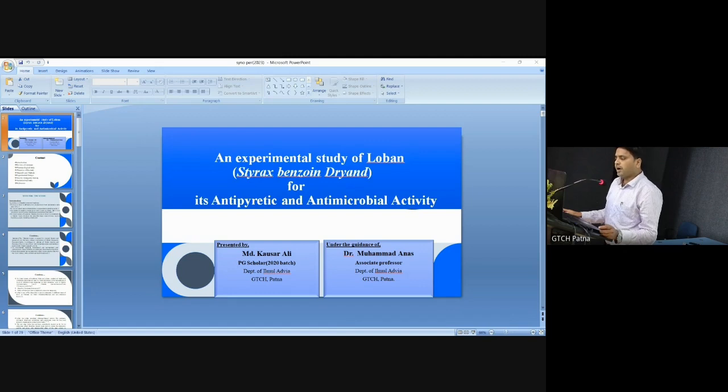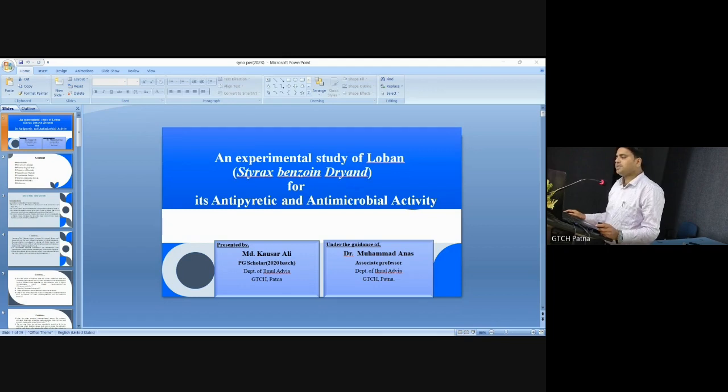In conventional medicine, paracetamol and non-steroidal anti-inflammatory drugs, NSAIDs, are commonly prescribed to treat fever. These drugs, though having an antipyretic effect, cause adverse effects to the liver, kidney, cortex of the brain, heart muscles, etc.